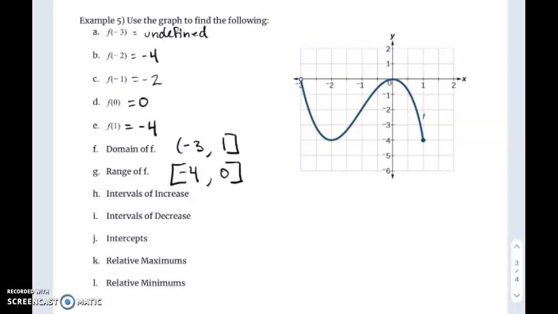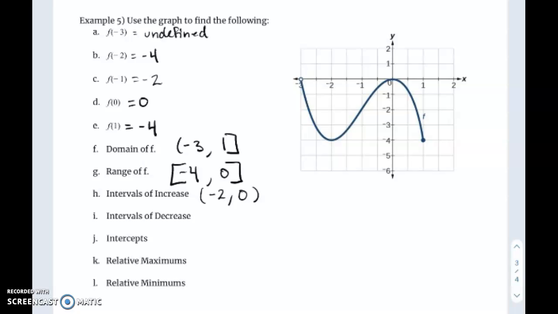All right, increasing intervals. Where does the graph increase? Which means where does it rise from left to right? And that would be starting at -2 and then stopping at 0. This is the section of the graph that is going up from left to right. So we're going to write that as an interval with parentheses. So that would be it starts at -2 and it stops increasing at 0.